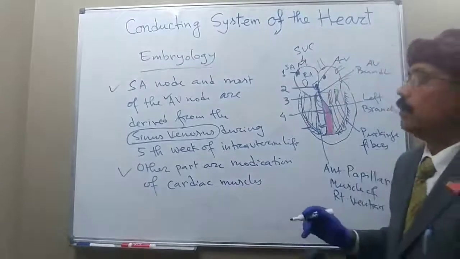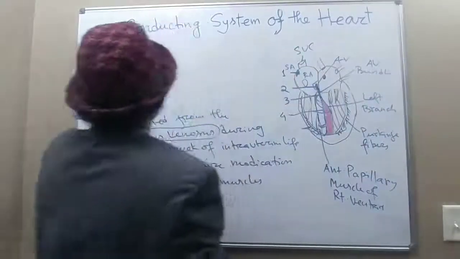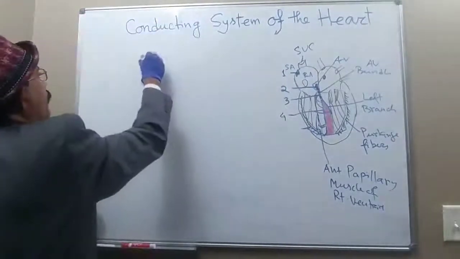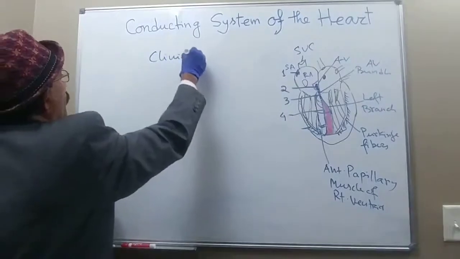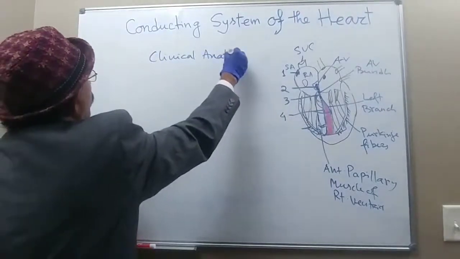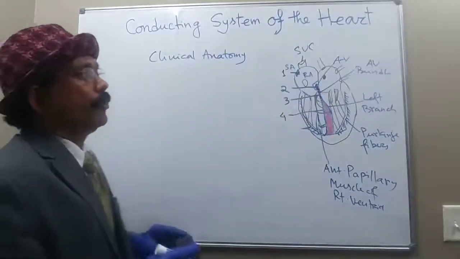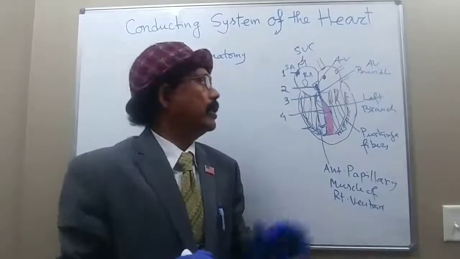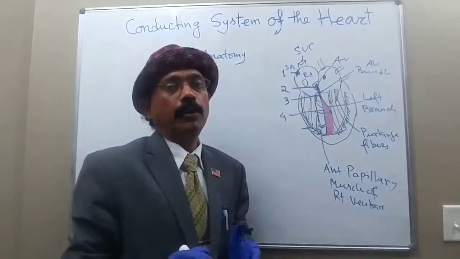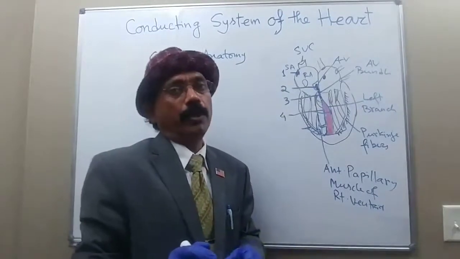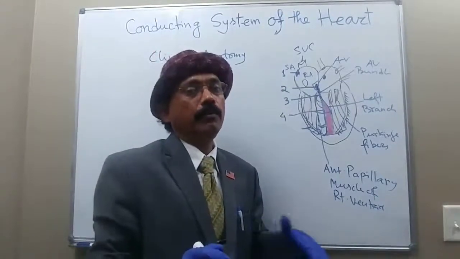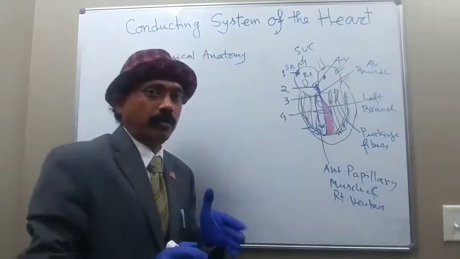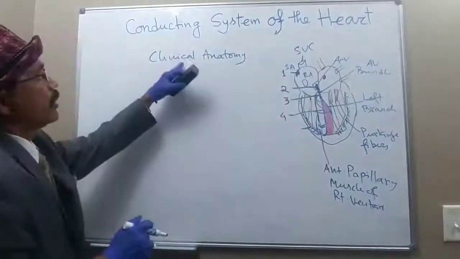Now we'll go to the clinical anatomy. Okay, we have to know one important point regarding the blood supply of the conducting system of the heart. Usually the right coronary artery has more role, but in some individuals, the left coronary artery may have more role. It may also supply the SA node or AV node. That is possible in a small percentage of the population. We'll go to the clinical anatomy.